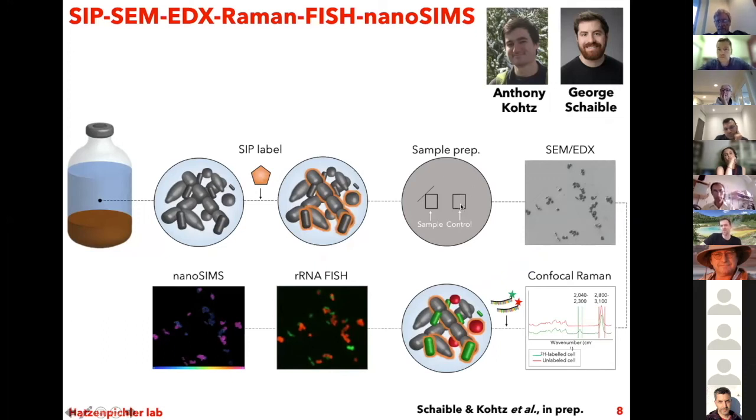You then have some sample preparation steps where you basically just mark where your cells are that you're interested in. You then perform SEM and EDX analysis. You do Raman spectroscopy. You do FISH, which identifies the organisms of interest. And if you want to, you can also go into the NanoSIMS.